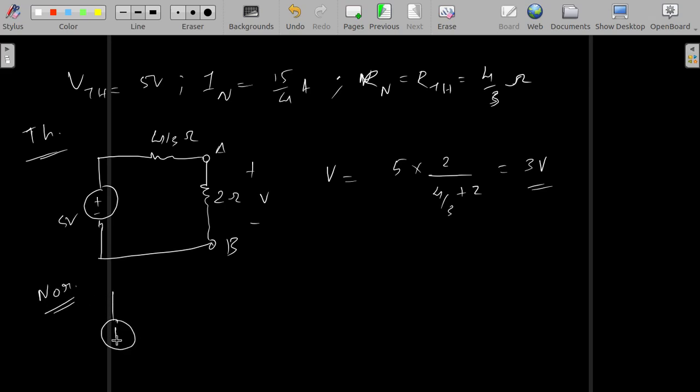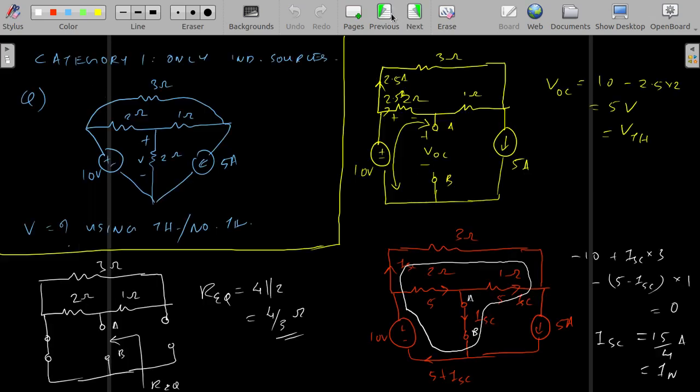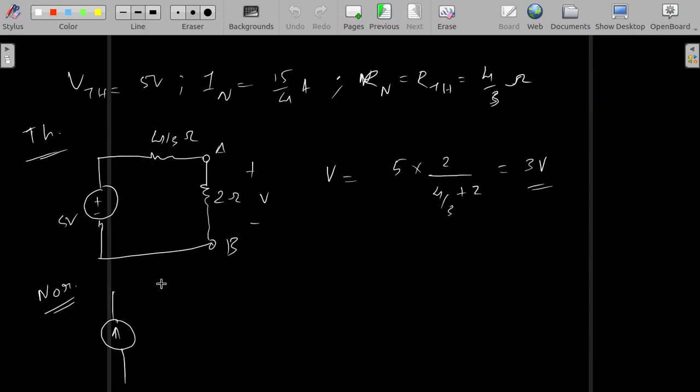equivalent of this. Right, what was the Norton's equivalent? And always remember that here we considered the I Norton or I short circuit as going from A to B, and we got a positive current, okay, positive value, that is the current is going from A to B. So here also when you're drawing, remember to draw the voltage source in such a way that the current goes from A to B.